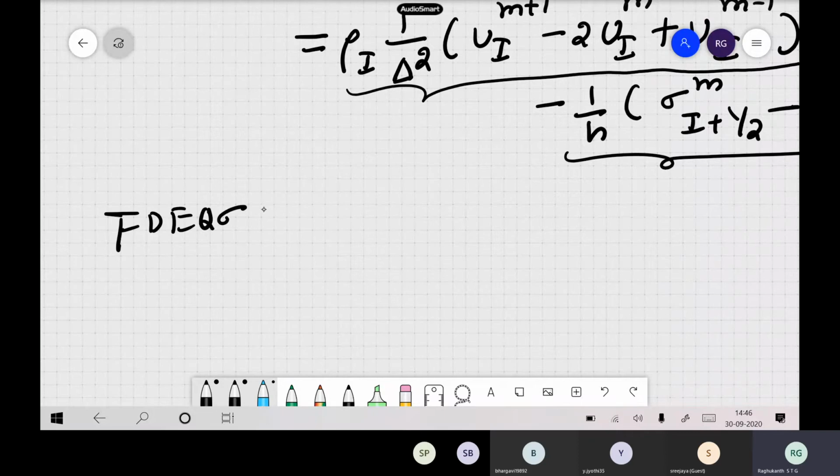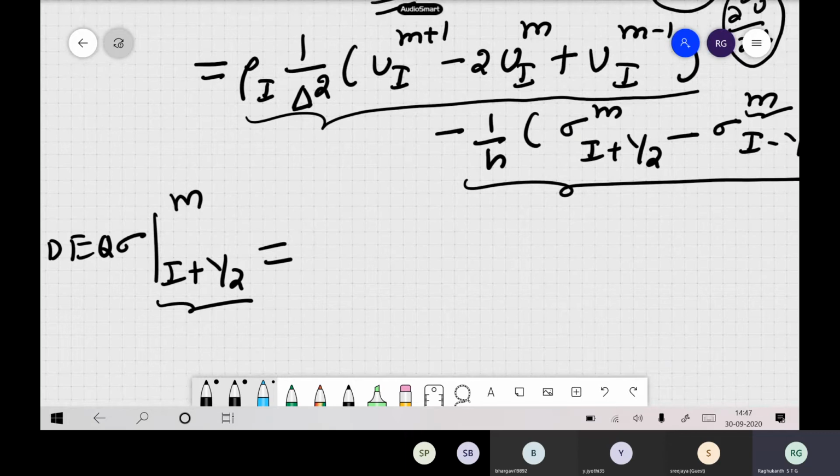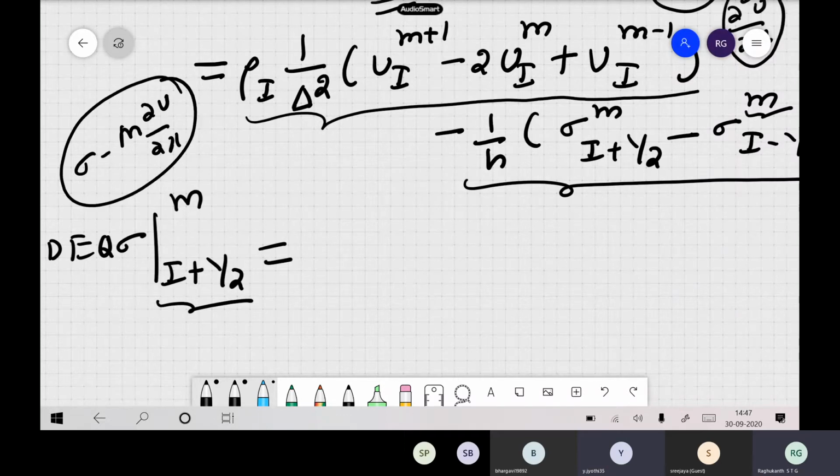So this is for the stress. Okay, so m, and we write I plus half. Why are we writing I plus half? See, what is our second equation? The second equation was sigma minus m dou u by dou x. This is our equation. You followed, right? The second one, why do I have to write I plus half?